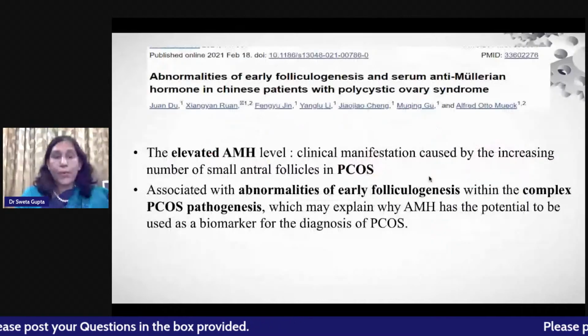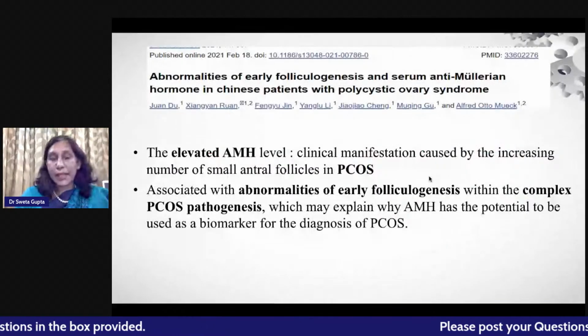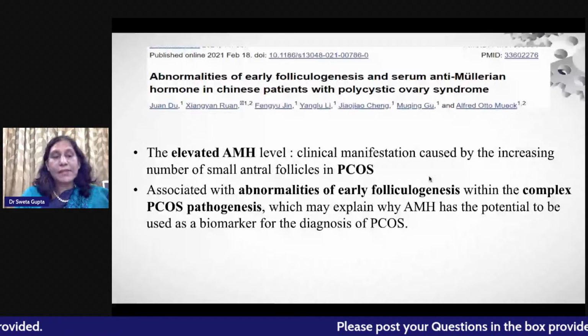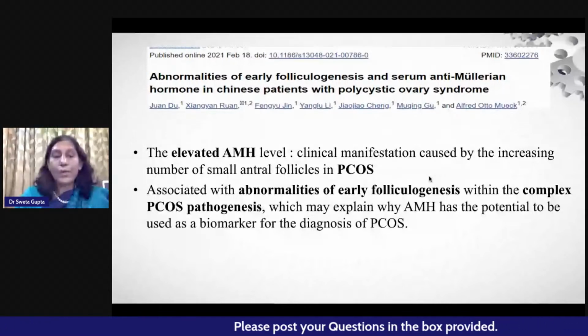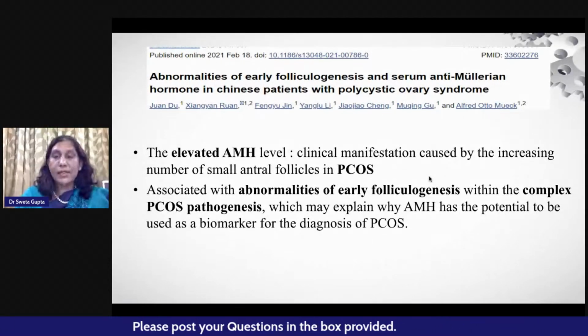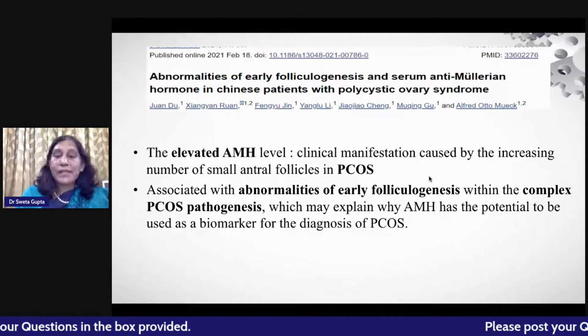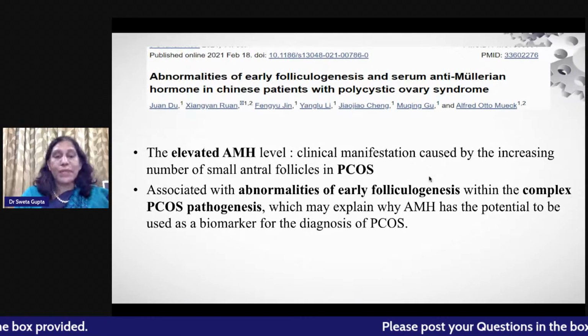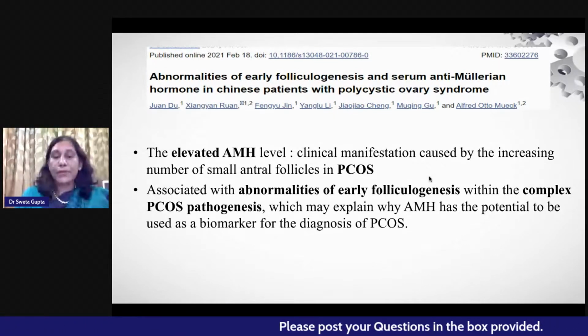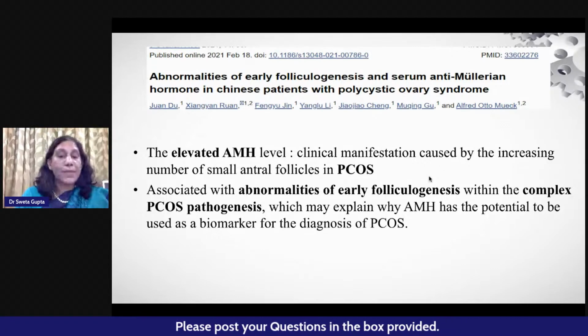In PCOS, what we see is a very elevated AMH level, and it has been seen that it is associated with abnormalities of early folliculogenesis within the complex PCOS pathogenesis, which may explain why AMH has the potential to be used as a biomarker for the diagnosis of PCOS.